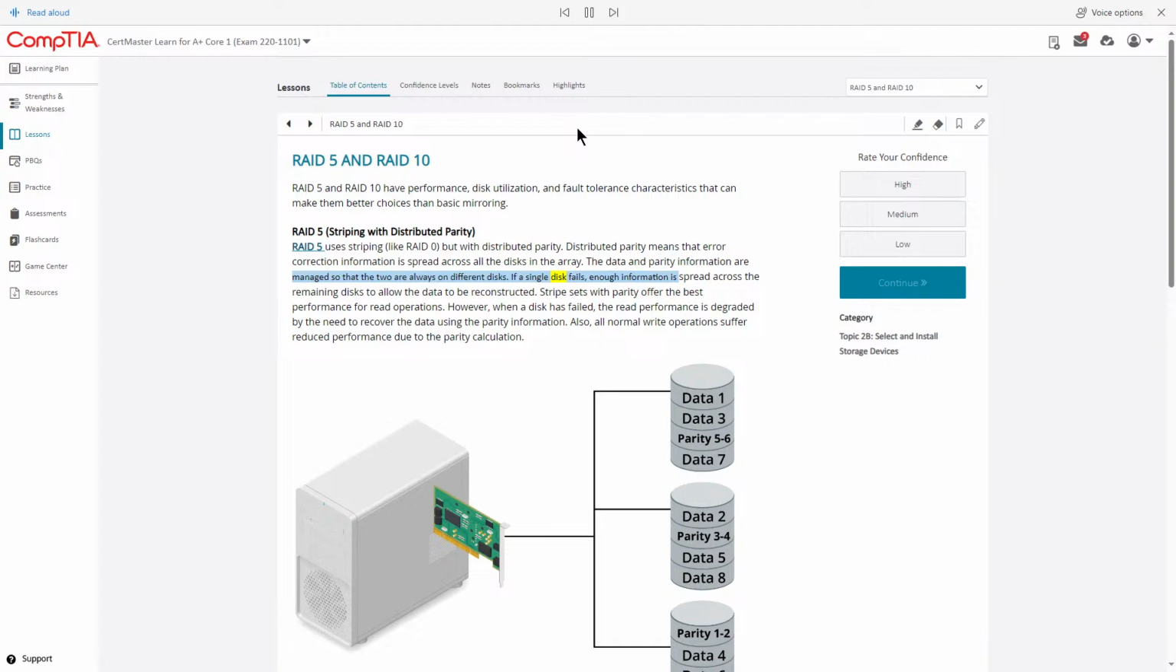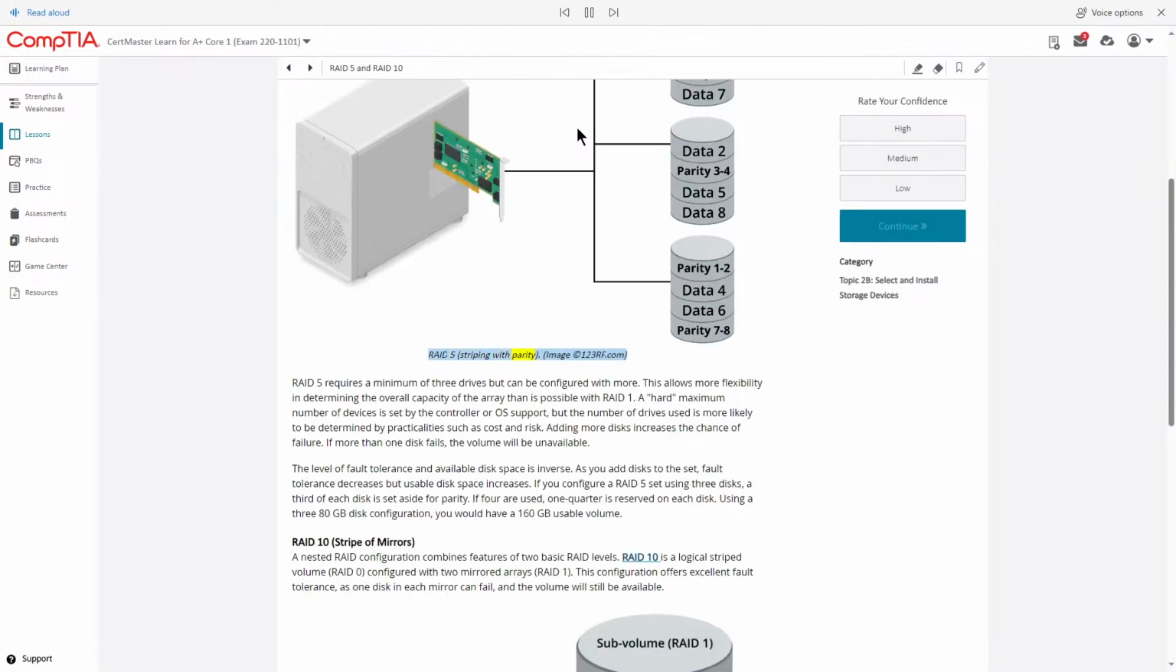If a single disk fails, enough information is spread across the remaining disks to allow the data to be reconstructed. Striped sets with parity offer the best performance for read operations. However, when a disk has failed, the read performance is degraded by the need to recover the data using the parity information. Also, all normal write operations suffer reduced performance due to the parity calculation. RAID 5, striping with parity.